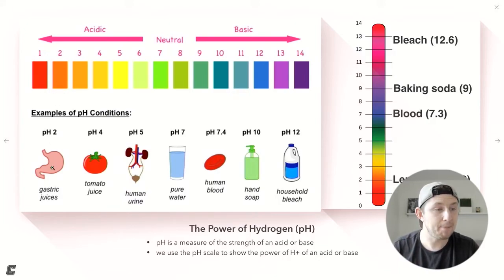And so a pH of 1 is our hydrochloric acid that we just talked about. A pH of 2 is more acidic than a pH of 4, like tomato juice. Just like a pH of 12 is more basic than a pH of 10, like hand soap.